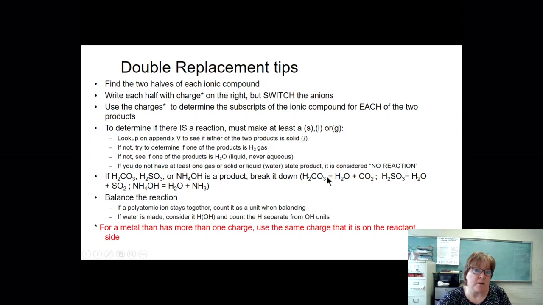Sometimes you end up with a metal that has more than one charge, like iron or copper, manganese, vanadium, tungsten, cobalt, maybe not cobalt. So we have our ones that can have more than one charge ion. When I'm doing a double replacement, it's not going to change. So I figure out what it was as a reactant, and I'm going to keep the same charge as the product.